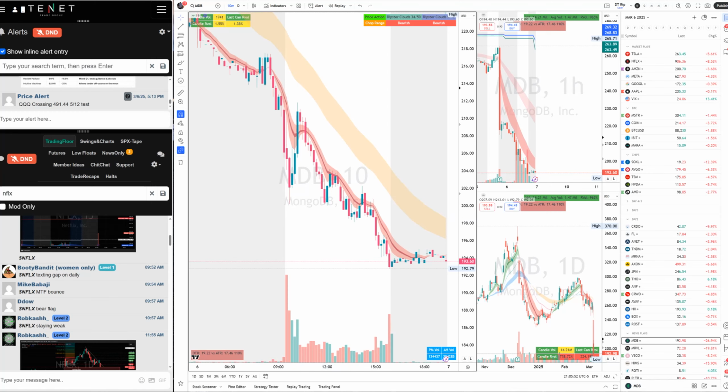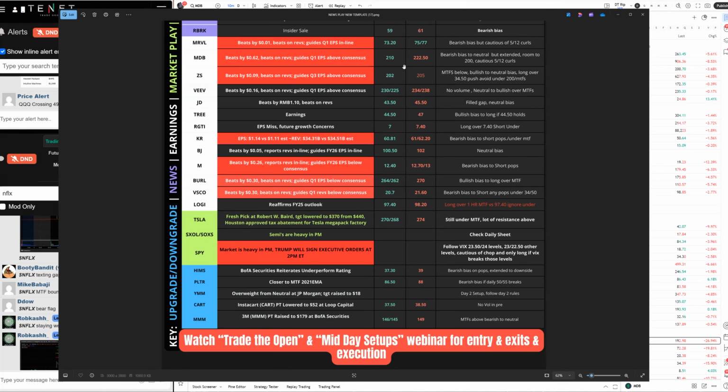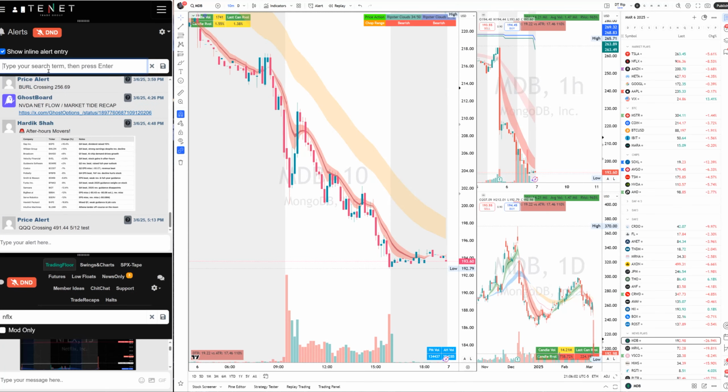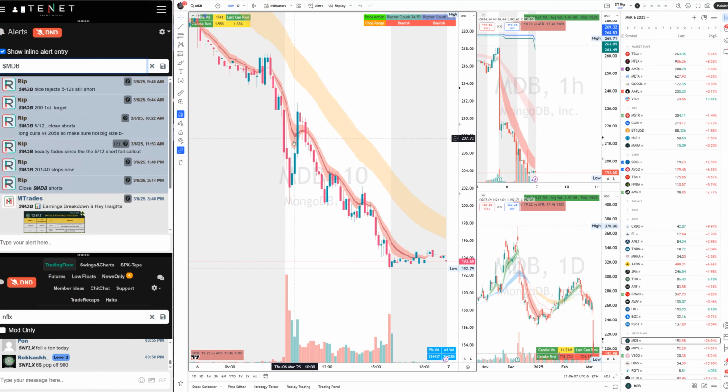So MDB was another nice winner for us in the community. Let's look at the MDB plan. The plan for MDB was simple: bearish bias, but extended, room to 200. Room to 200, cautious of the 512 calls. So MDB was a nice short in the morning for us. We were shorting it right at the open to 200. So 200 was our first target. But when it started to hold 200, I gave everybody a warning that it's bouncing from the 200. Be careful. And once it pulled over 512s, we closed our shorts.